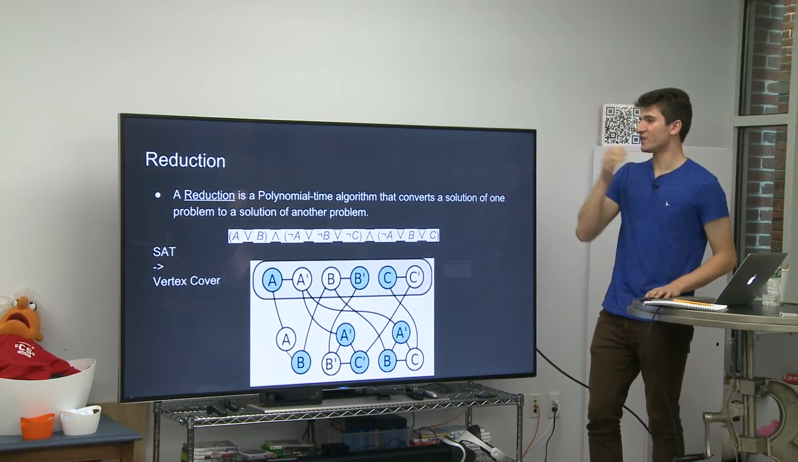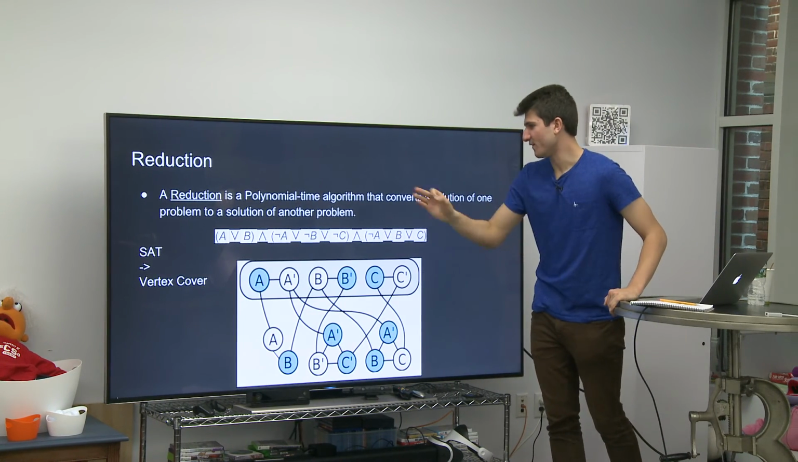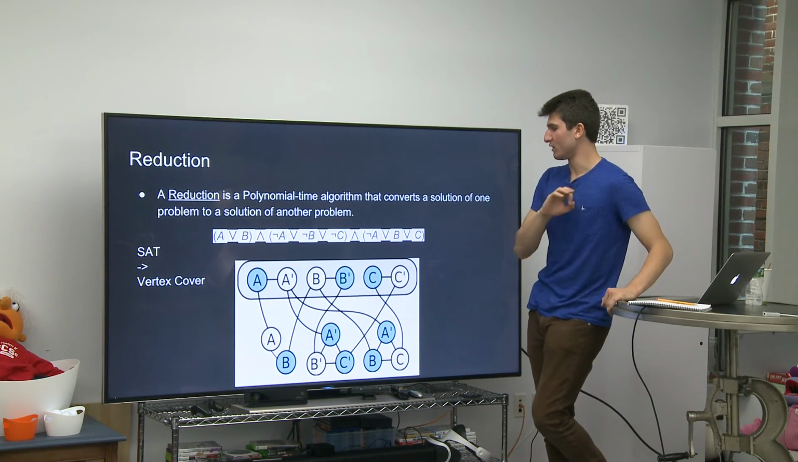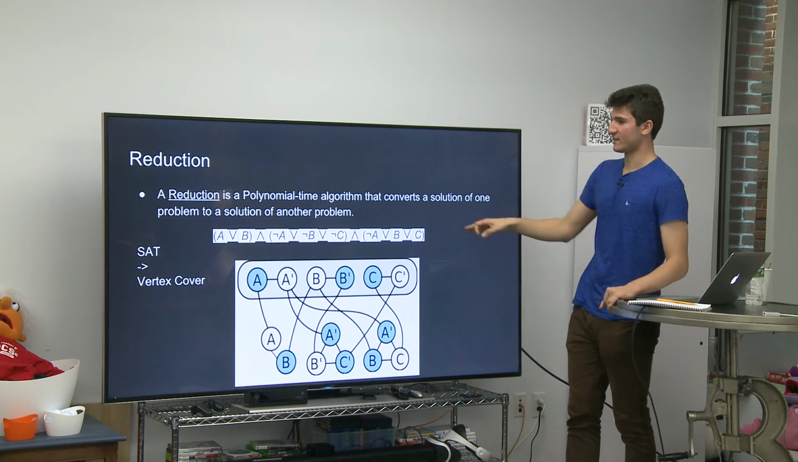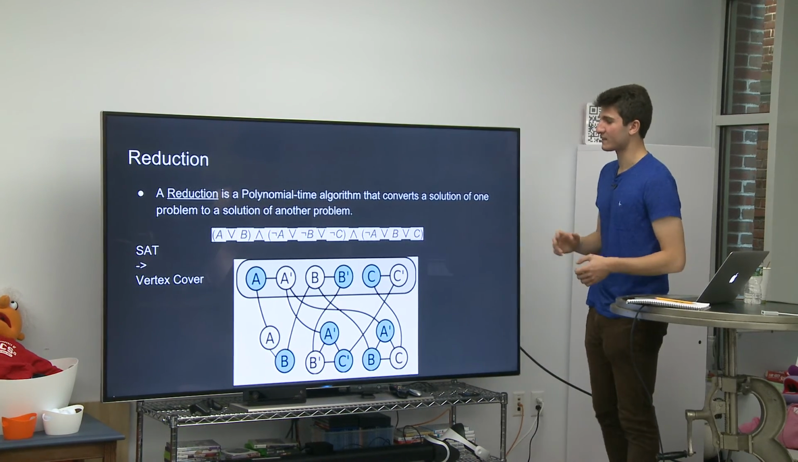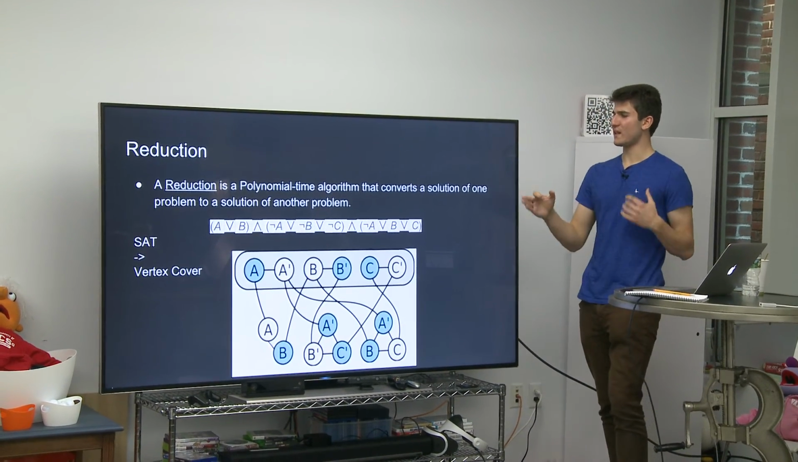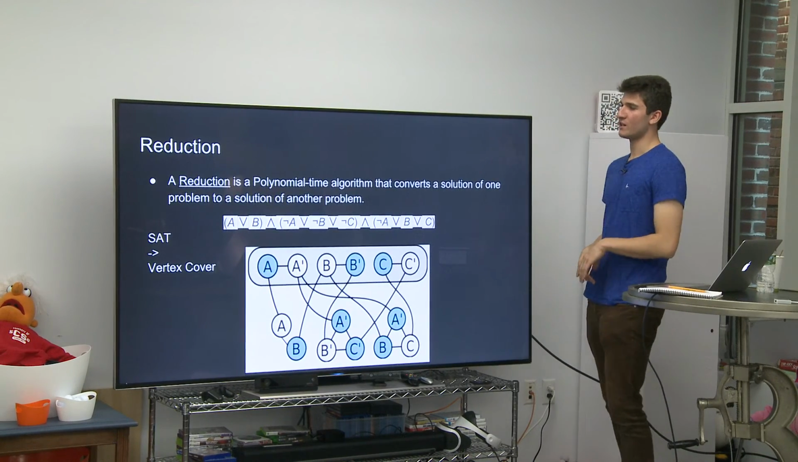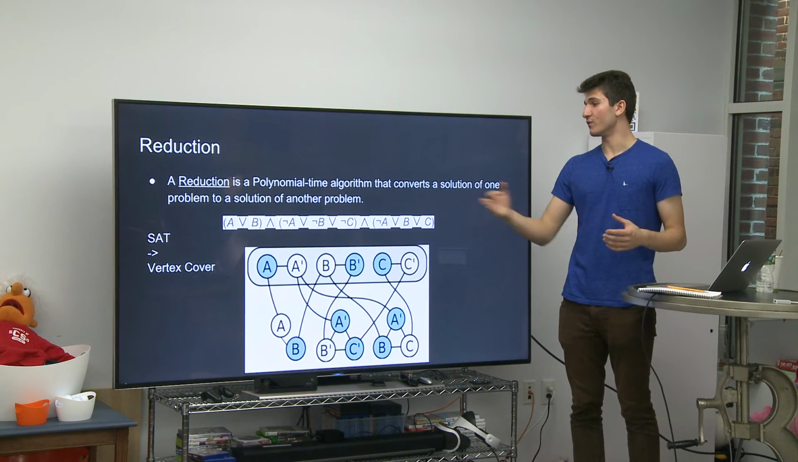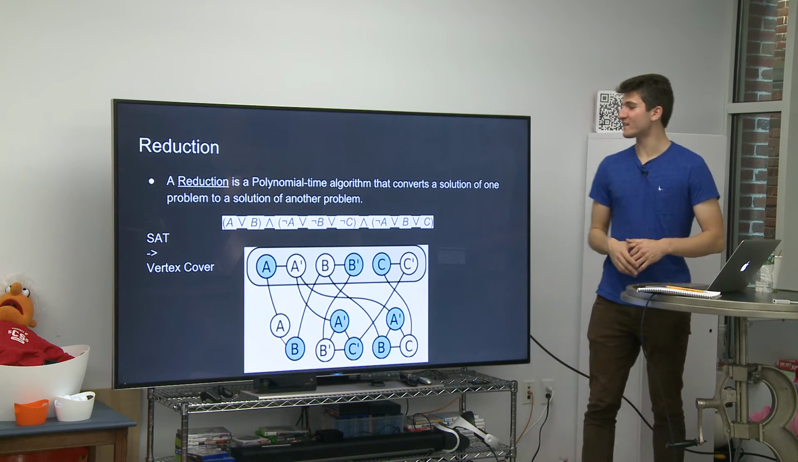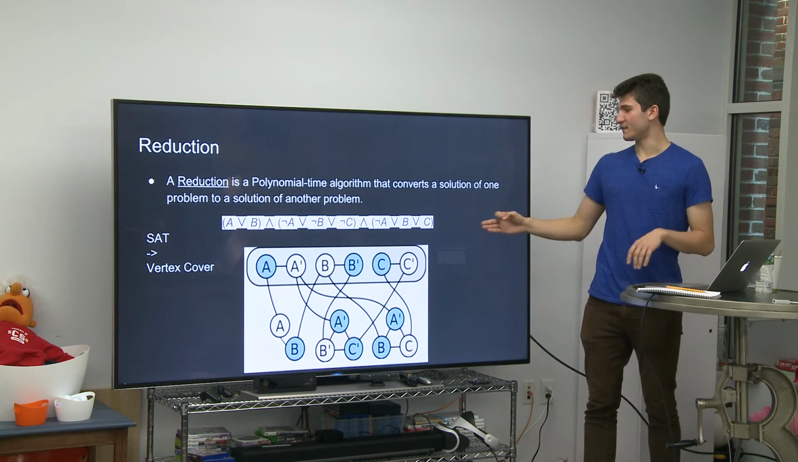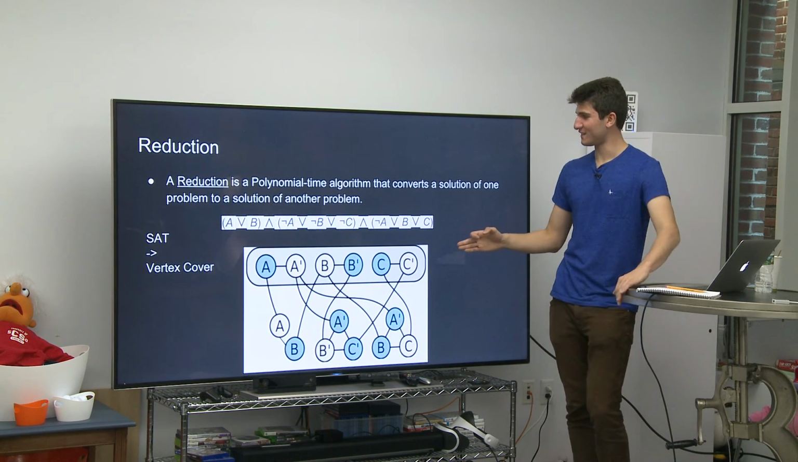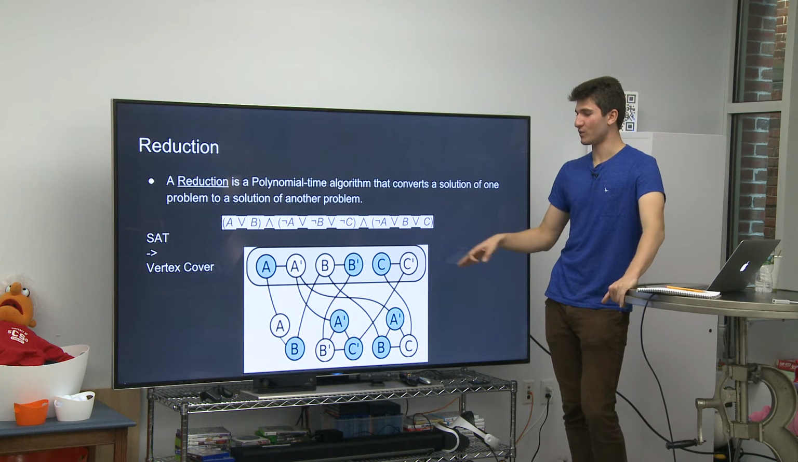Maybe you can just eyeball it and say, well, actually, if A is true and B is false and C is true, then this statement can be true. And indeed that is the case. So how do we take that solution and turn it into a solution to, say, the vertex cover problem? In this case, all we have to do is create this graph, and there is an algorithm to create this graph.